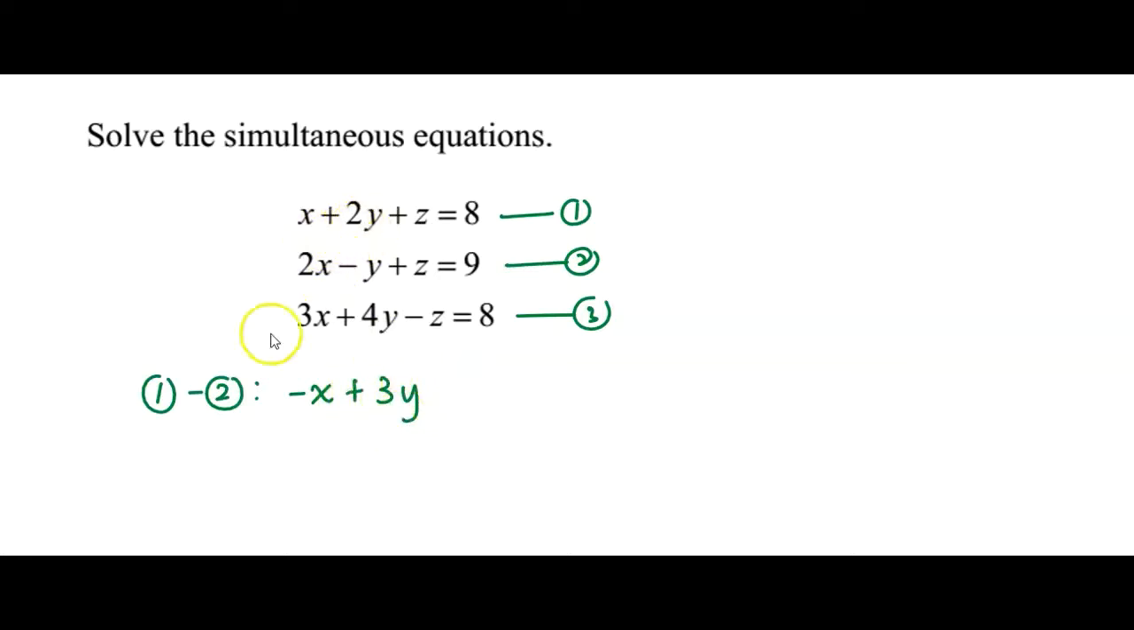All right, 2y minus negative y, you will have positive 3y, and z minus z, that is 0. 8 minus 9, that will be negative 1. Okay, so after you have this, you can multiply all the terms by negative 1 to make this positive. I will have x minus 3y equals 1. And then you can make x the subject. Later on, it is easy for you to solve for x and y.